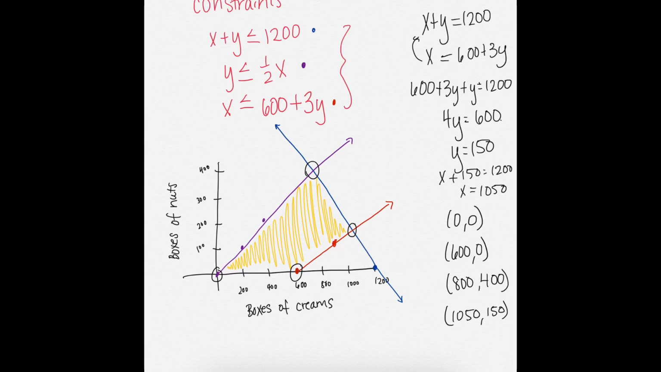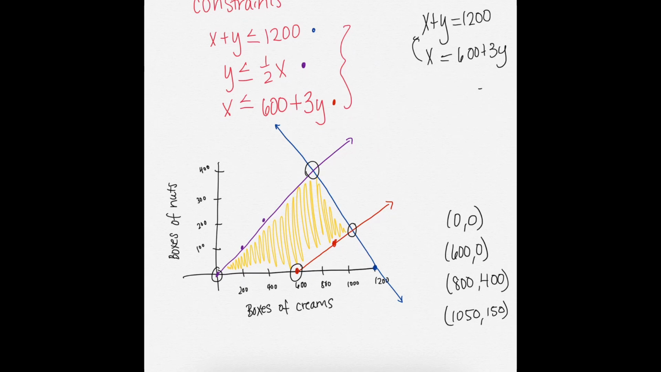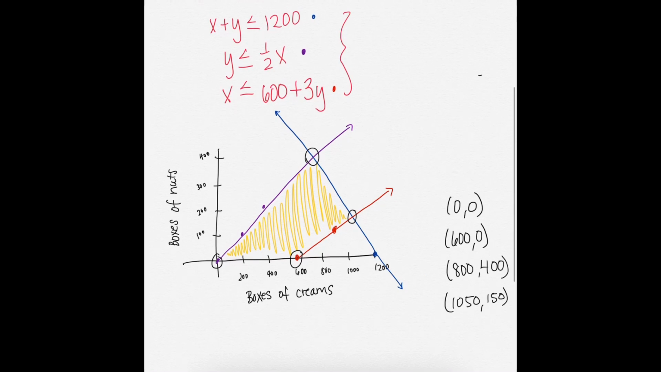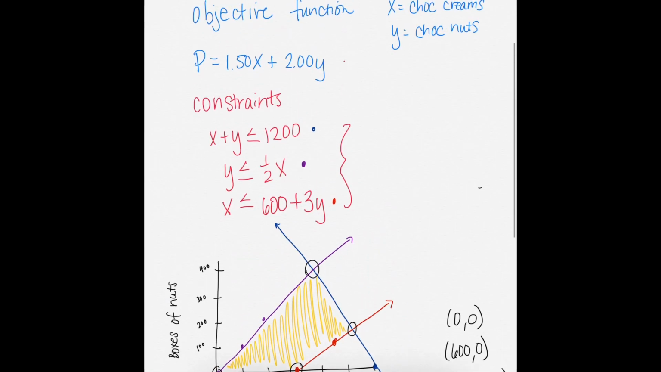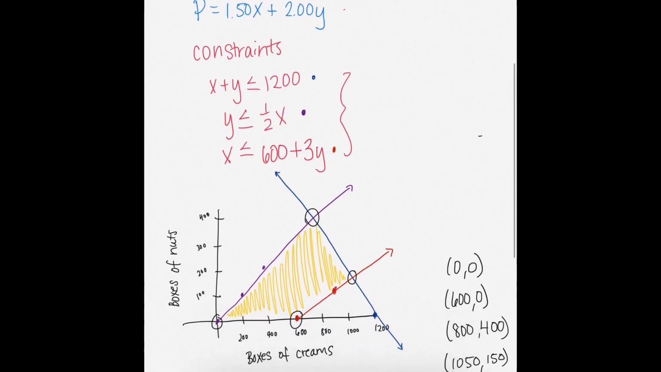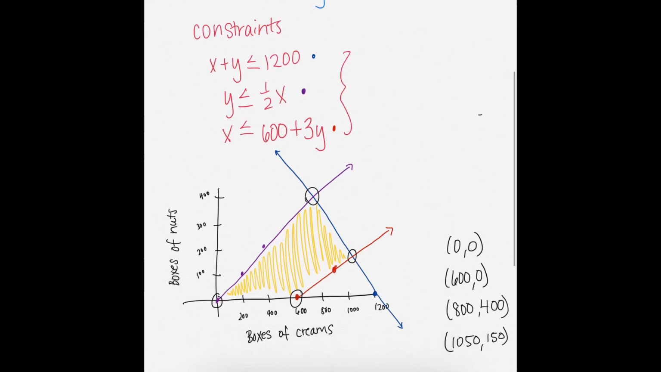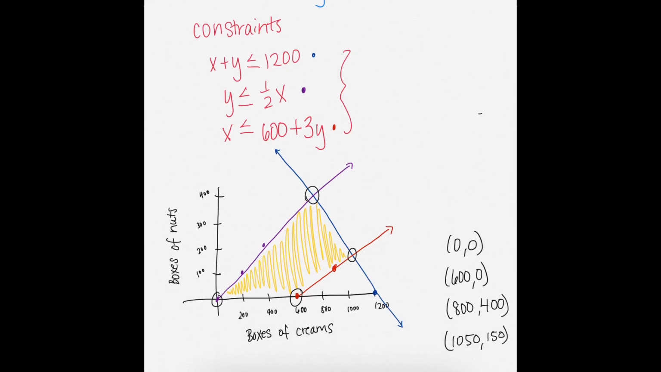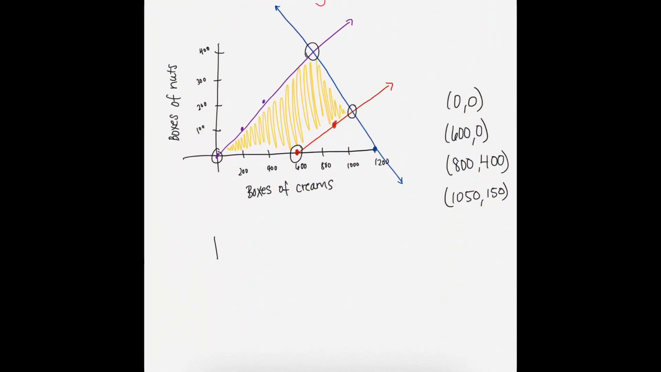That's an example of one that I would not have known by guessing. I would have no clue that x value just by looking at my graph. All right, so these are my 4 vertices. The next step is to plug them into my objective function, which is the profit based on the number of sales.